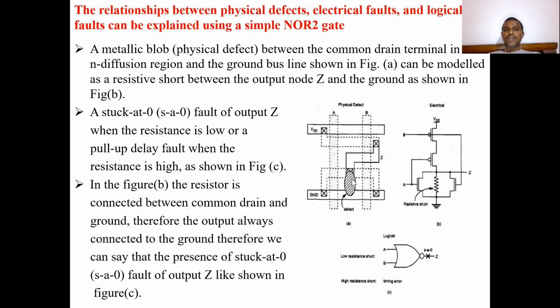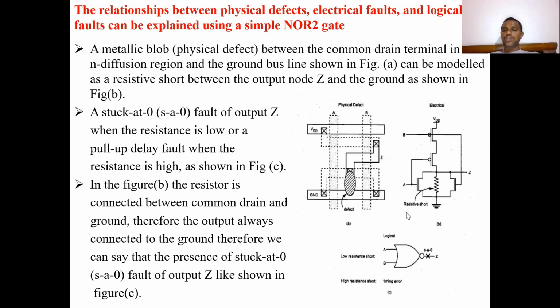Now I am taking this connection. If there is any connection between two layers, automatically there will be a formation of some resistance. That resistance I am representing like this, and both that common drain terminal and the ground are shorted with the resistance.